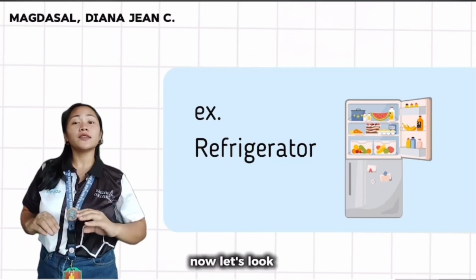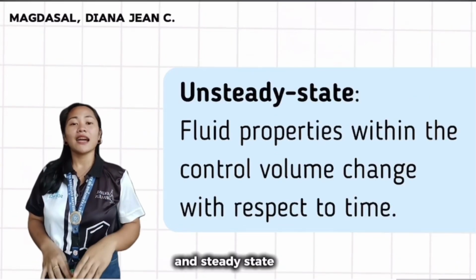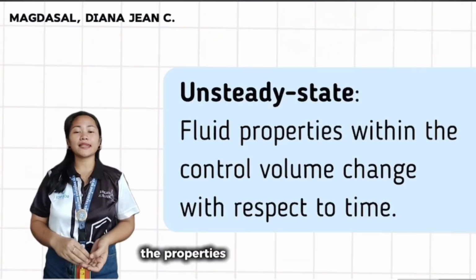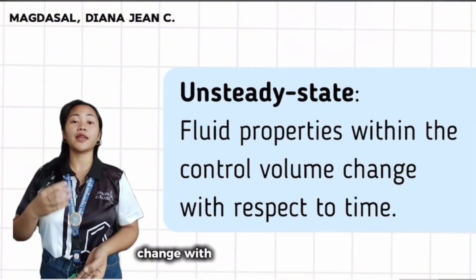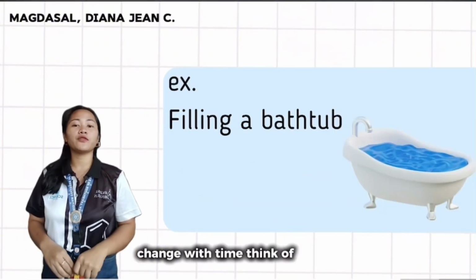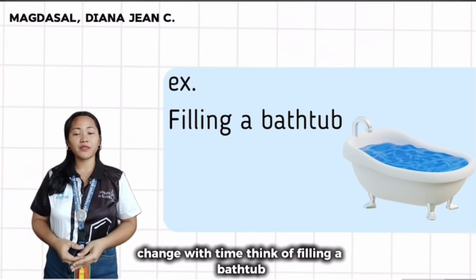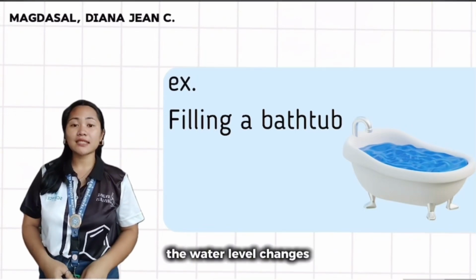Now, let's look at unsteady state. Here, the properties inside our control volume change with time. Think of filling a bathtub. The water level changes constantly.